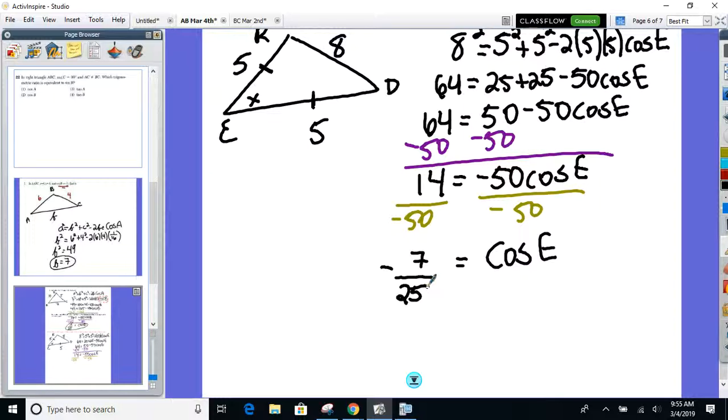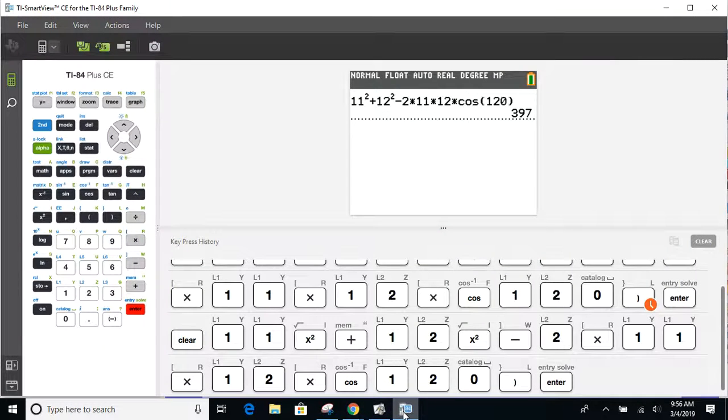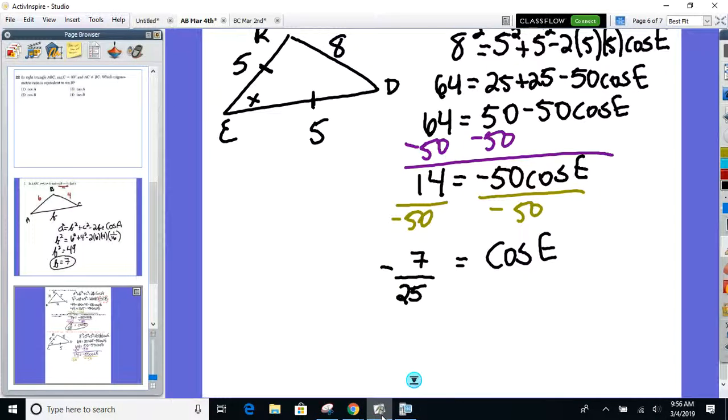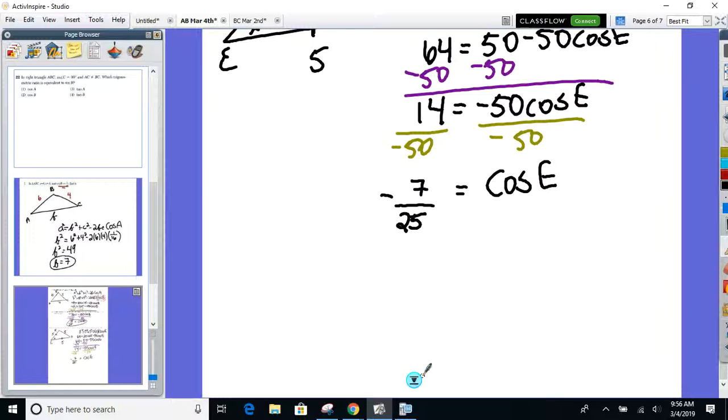I didn't want cosine E. What am I looking for? Angle E. I don't want to tell you what to do because we've been doing it all unit long. What do I need to use if I need to find an angle measure? Inverse. There you go, Billy. In this case, inverse cosine. So if I'm going to find an angle, I take this one more step and do inverse cosine on my calculator. Plug in negative 7 over 25.